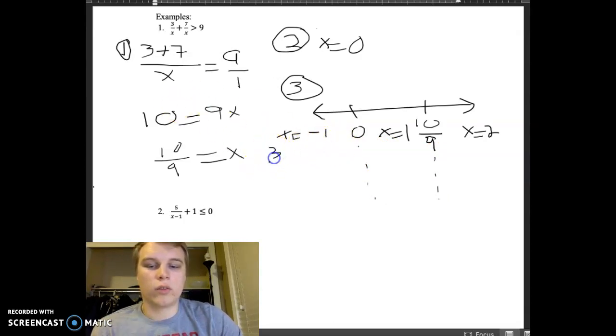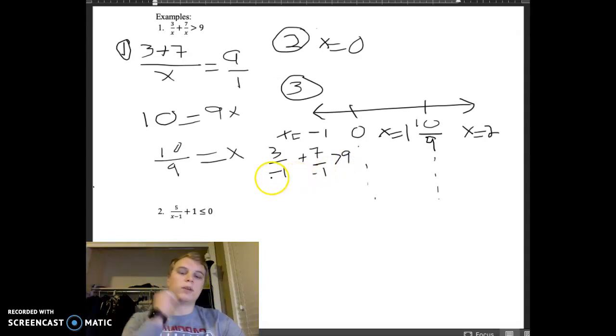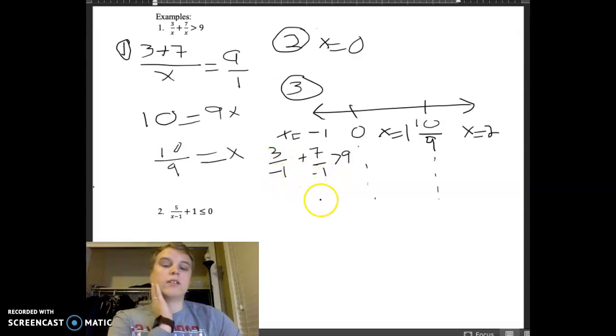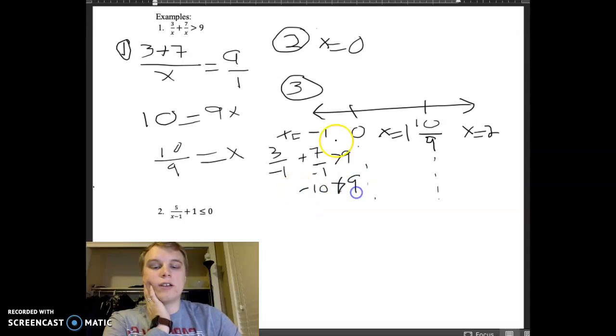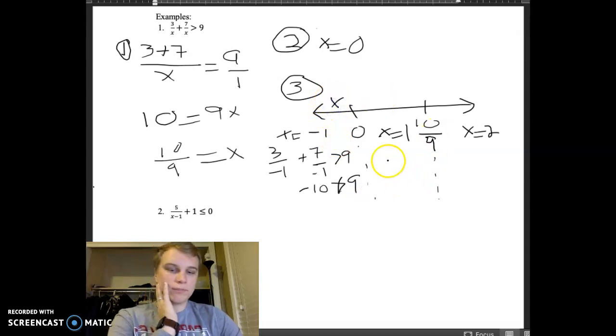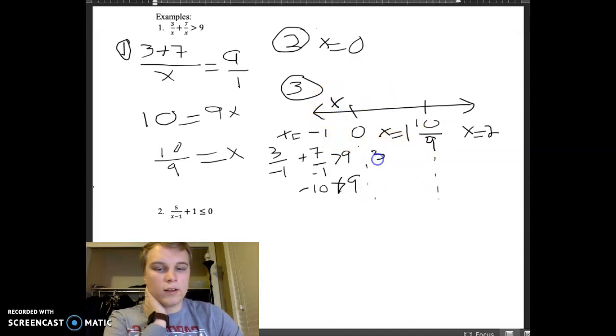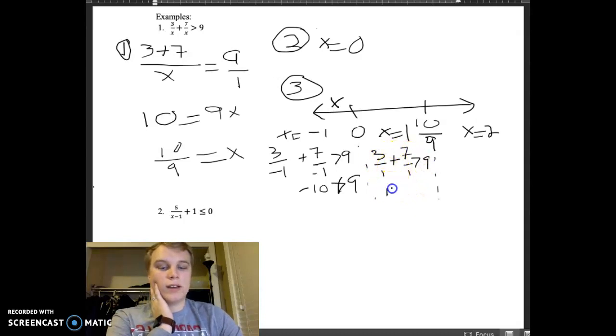So 3 over -1 plus 7 over -1 is greater than 9. And if we do this, we get -3, -7 is -10. So -10 is not greater than 9, so that fails. At 1, we have 3 over 1 plus 7 over 1 is greater than 9. That is true because we get 10 is greater than 9, so that checks out.